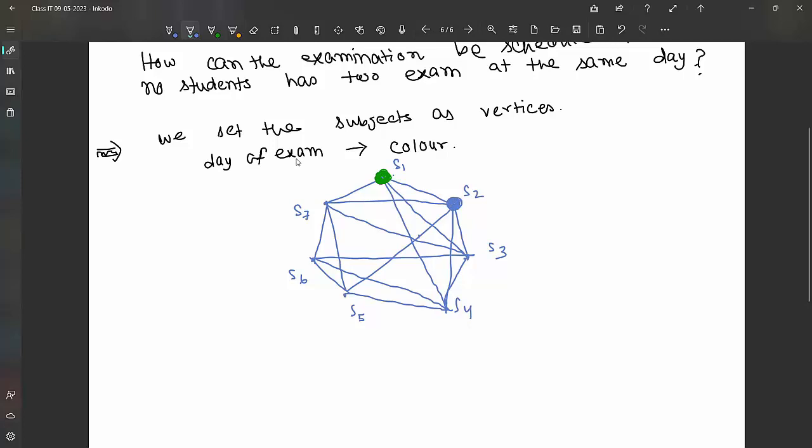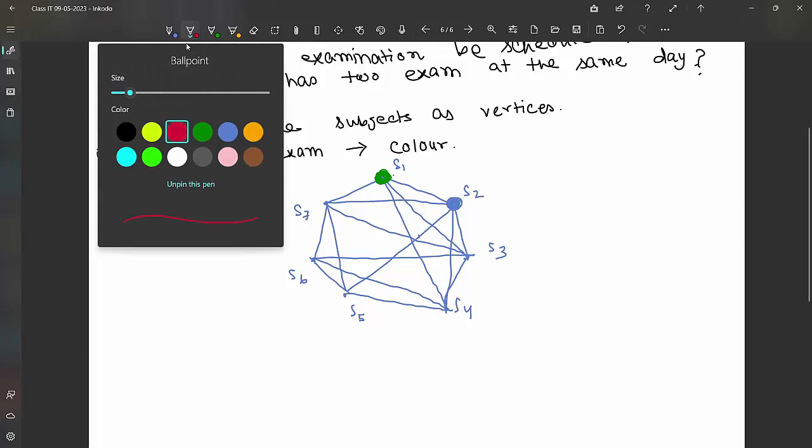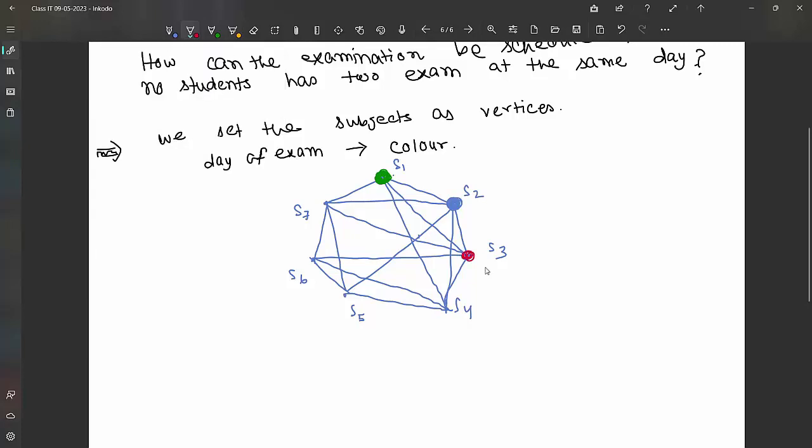Now S3. S3 is connected to S1 and S2 also. So that means you have to give some other color in S3. You can't put blue again here. So S3 needs some red color, because if you put green, there is a connection with S1 here. If you put blue, there is a connection with S2 here. So you have to put some other color here, obviously red.